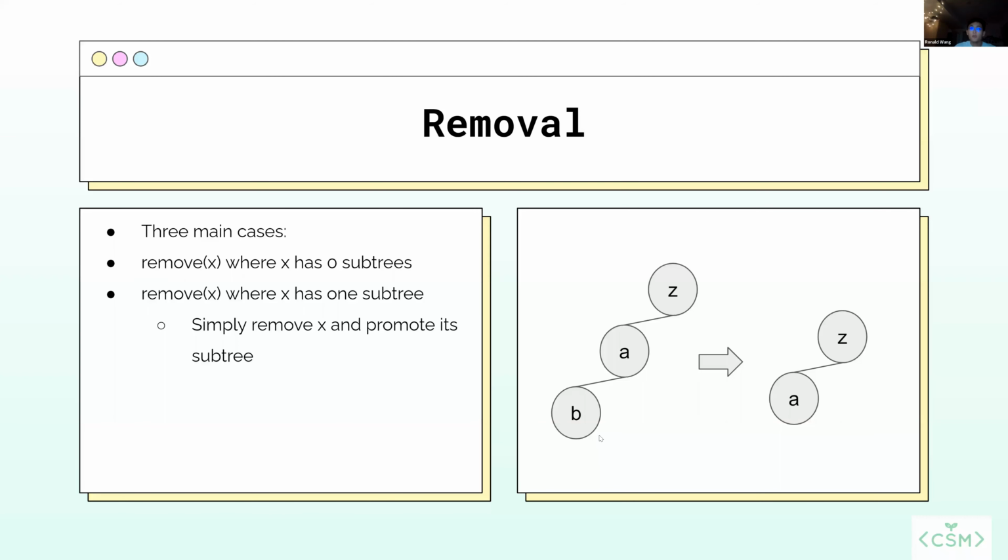There's a second case where X has 1 subtree, in which case you can simply remove X and promote its subtree. So if we're trying to remove A here, well then you'd basically cross out A and then we'd promote its subtree B to whichever subtree A was of Z. And so, the only change is that, right? We've basically connected this dot from Z to this dot B, skipping over A, right?